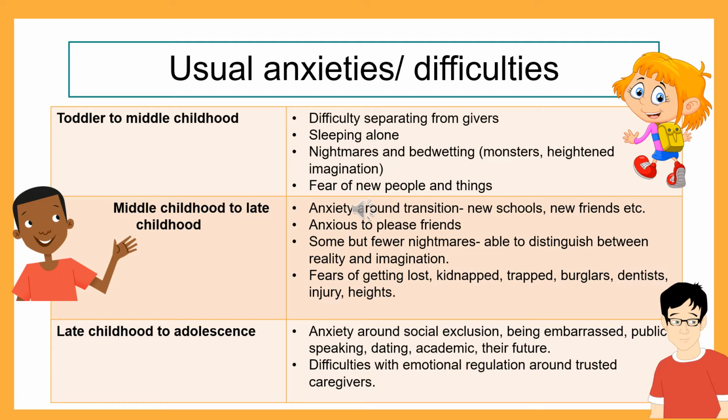So just being aware of, are the anxieties and difficulties they're showing something to be expected, such as some difficulty separating from caregivers as a toddler, feeling some anxiety around pleasing new friends in middle childhood, or starting to have increasing difficulties with emotional regulation around their trusted caregivers as children enter adolescence.